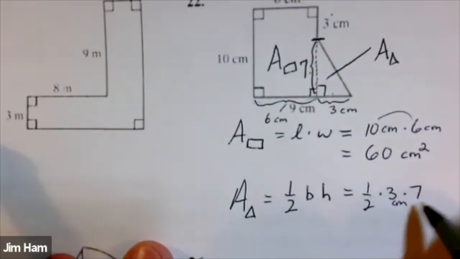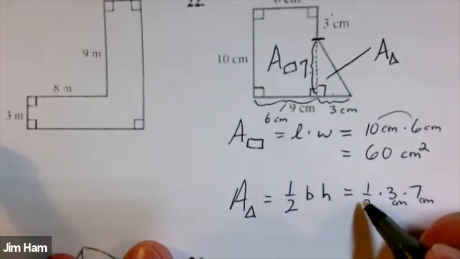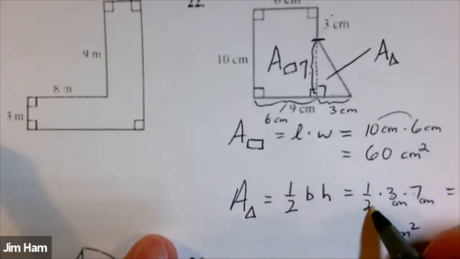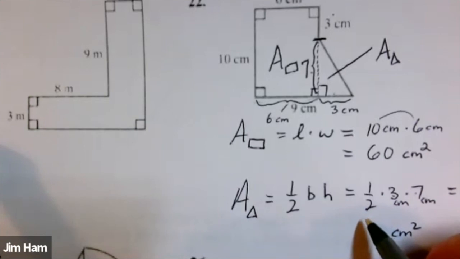And these are both centimeters. And the 1/2 doesn't have a unit attached to it. So when we multiply centimeters and centimeters again here, we're going to get square centimeters. All right, 3 times 7 is 21, divided by 2 is 21/2, which is 10.5.